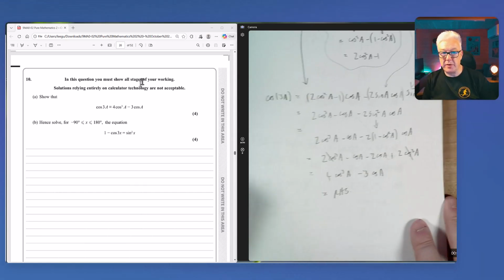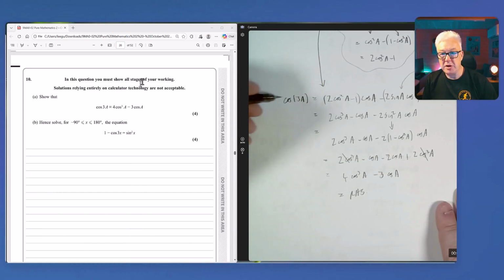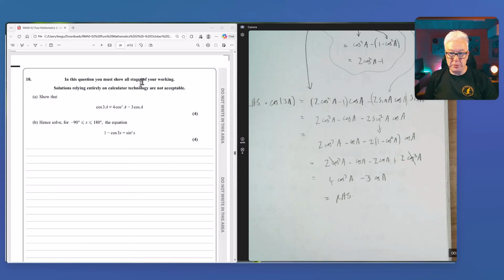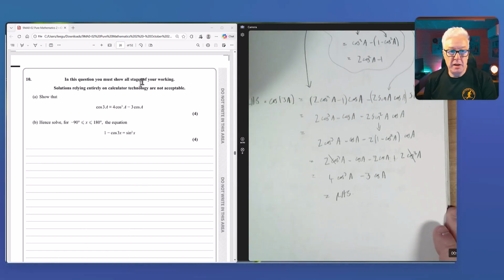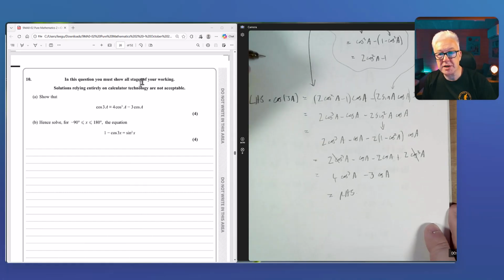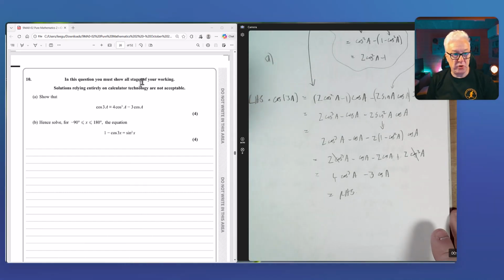So basically there we go. And you could write here that left-hand side is equal to that. So step by step by step, we've just used the addition formulae in order to turn the identity so it's expressed all in terms of cos A. So that's part A done for 4 marks. Quite like that, quite a nice 4 marks there.